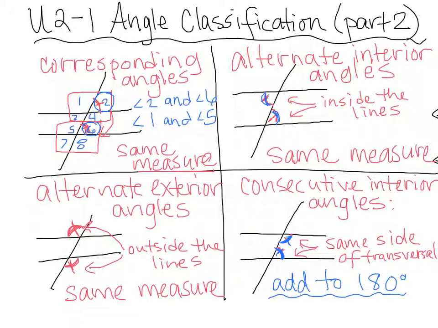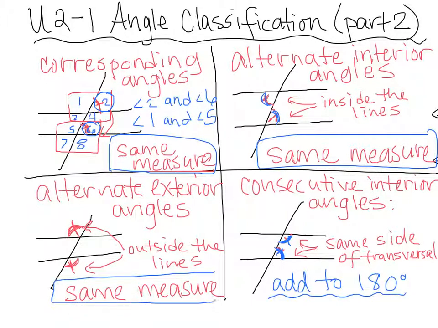Okay, we had corresponding angles that are the same measure. We have alternate interior angles that are the same, alternate exterior angles that are exactly the same, but then consecutive interior. Okay, one of them is obtuse, one of them is acute, typically, and so they actually add to 180 degrees. And those are the main classifications that I wanted to add for Skill 1 in Unit 2. And that's the end of this video.